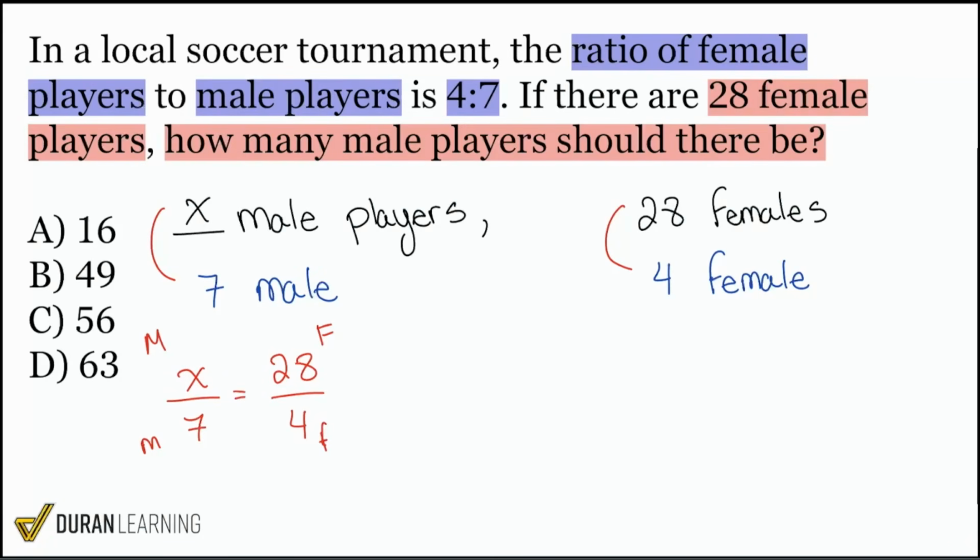You can also go another way if you wanted to. You can compare males to females. That works too. That would be X over 28 equals 7 over 4. It works just the same. Both of these are going to yield the same correct answer.